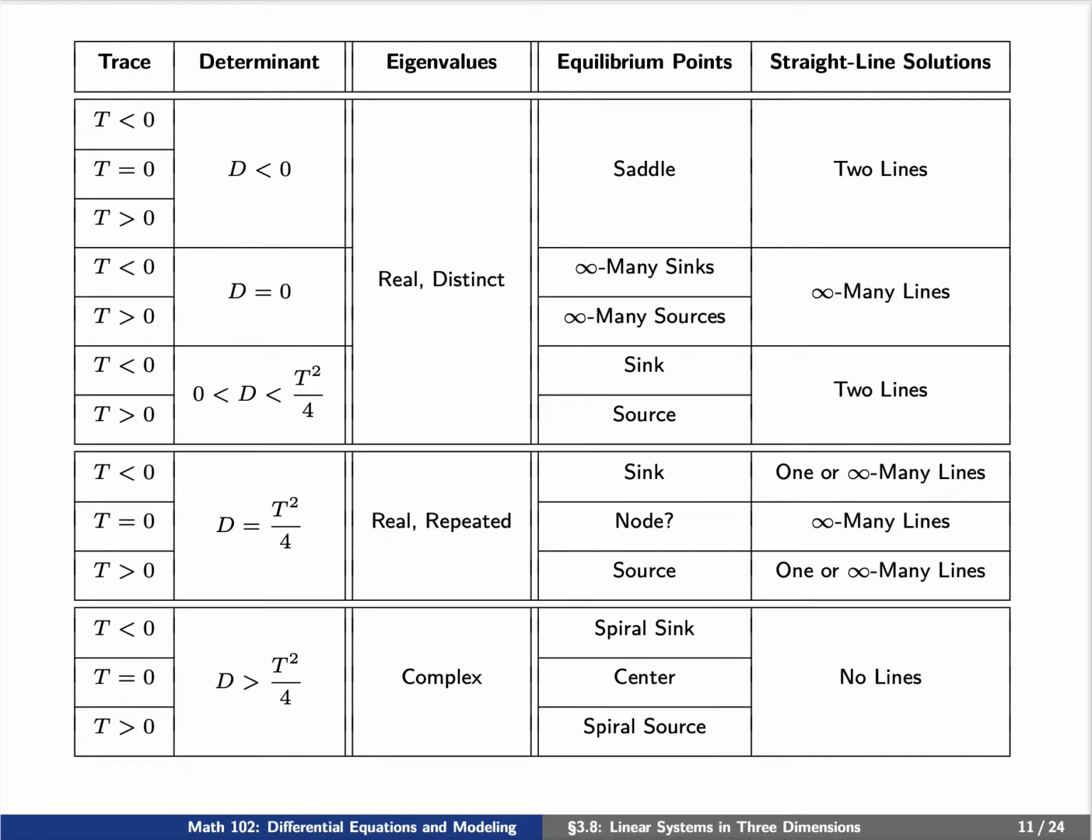We can also take a look at the different cases for the equilibrium points y sub 0. In many cases, there's only one equilibrium point, namely y sub 0 is the origin. But there might be others, especially if the determinant D is equal to 0. Finally, we can ask, what are these straight line solutions? These, of course, depend upon the eigenvectors. That is, whether or not we have a basis of eigenvectors for our matrix A.